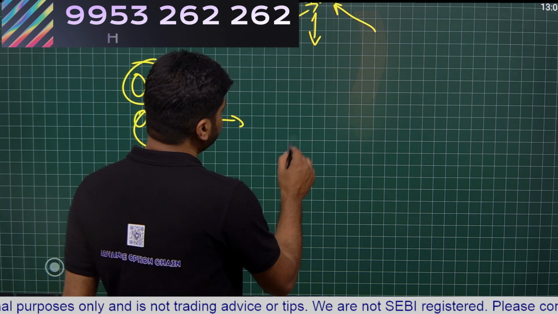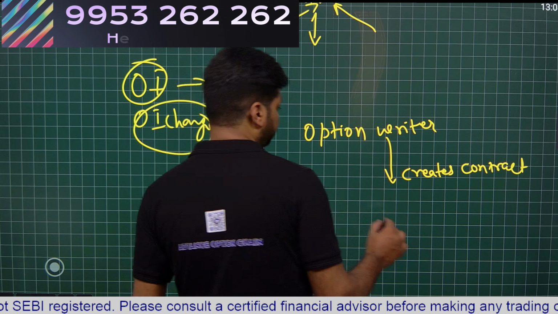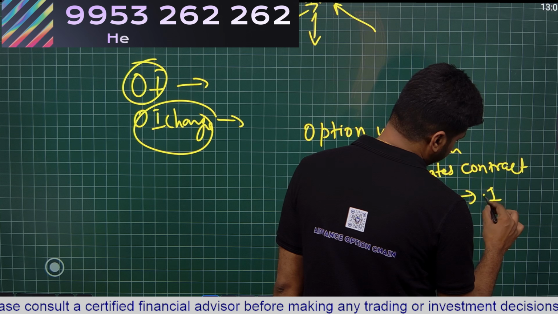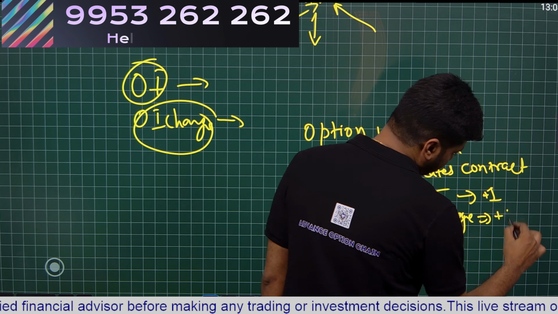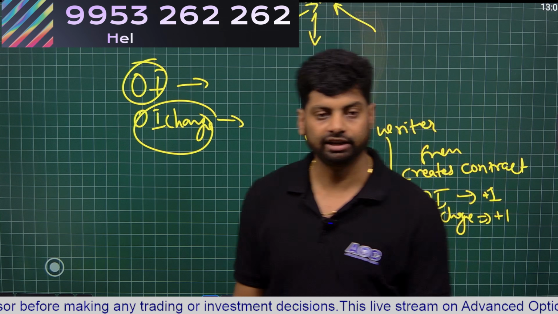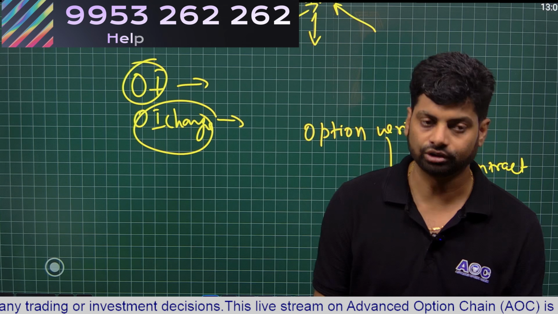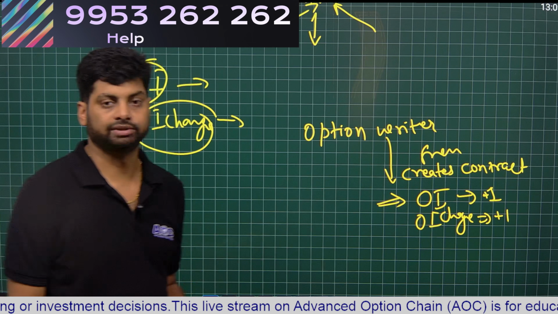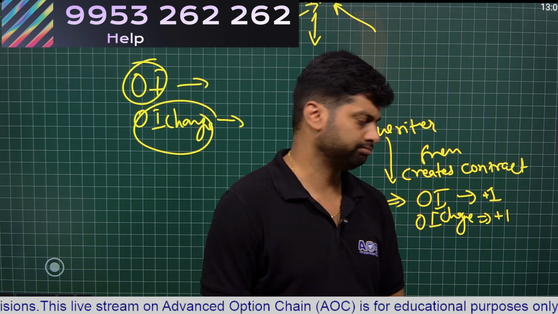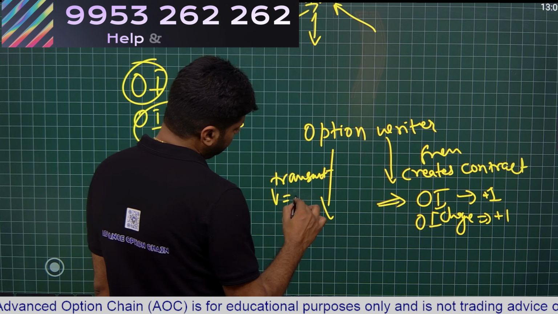Let's look at an example. Suppose an option writer creates a fresh contract, that will create OI. OI will be 1, OI change will be plus 1. And since for creating an OI we require a buyer, if somebody is willing to sell something and there is no buyer, he cannot sell it. So to create a contract, there must be an option buyer. If somebody sells an option contract to the buyer, that counts as a transaction, which is volume plus 1.